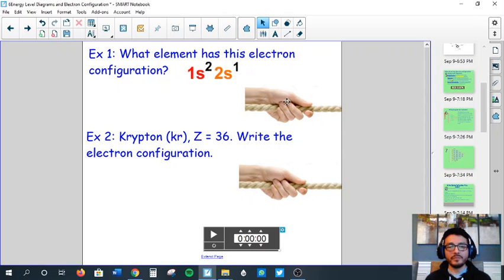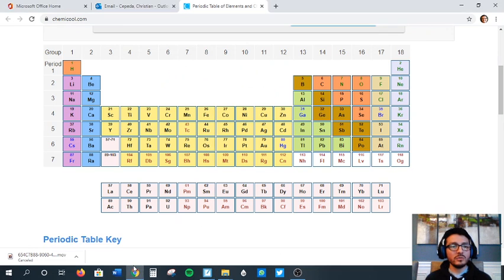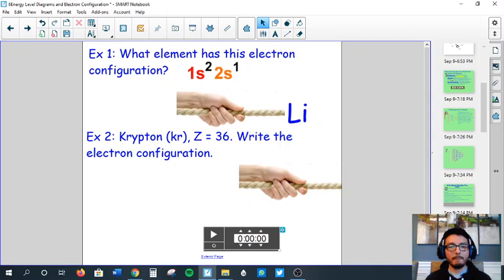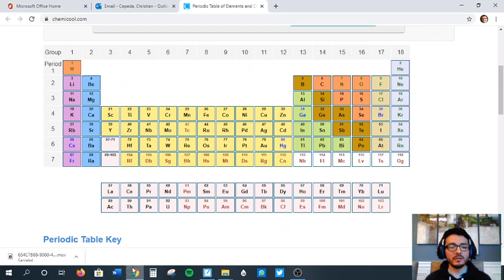All right, well, hopefully you've paused and you tried to figure this out. 1s2, 2s1. That means the last electron in this element is a 2s1 electron. Going to our periodic table here, we're on the second energy level, we're on the s block. 2s1 means lithium, right? Lithium has that one electron in the 2s orbital. So let's see if that's right.